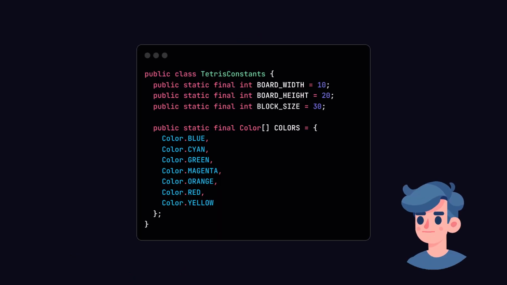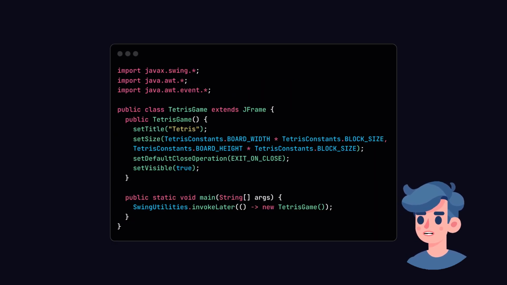Let's define the constants we will need, such as board width, height, and colors. In Java, we will typically do this in a separate class. Create a new class named Tetris Constants. Now that we have our constants in place, let's move on to creating the main game class.